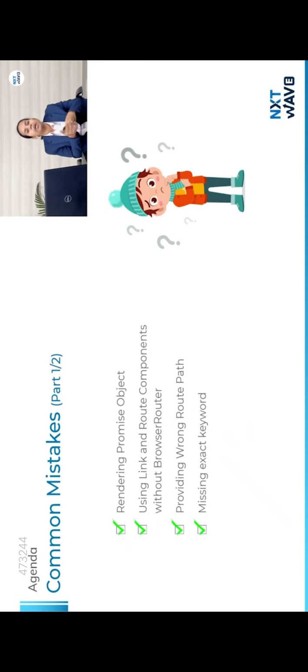Okay. So we have covered this set of common mistakes. Firstly, about rendering the promise object, we understood that React cannot render the promise object. Next, we have seen that if we are using link or route components, we have to wrap them using a browser router, right? Then we have seen about the route path. In the link and in the route, the path that you specify should be exact. Check if there are any spelling mistakes or not. So that is important. And finally, we have seen about the exact keyword. If we don't specify it, we understood what will happen, and if we specify it, how it will be appropriate, right? So we have seen this set of common mistakes.